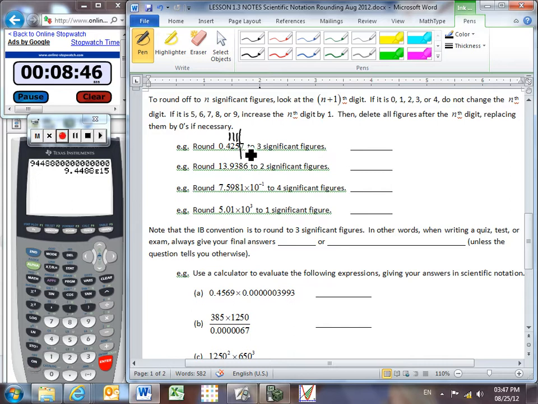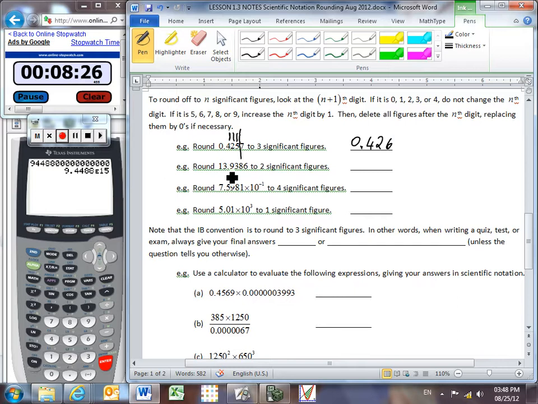Because the 7 to the right of our third significant figure is bigger than a 5, we need to round up. So this 5 will become a 6, and we have 0.426. Look, 3 significant figures, 1, 2, 3. Our first non-zero digit, and then we count 1, 2, 3. Done. Let's do the next example.